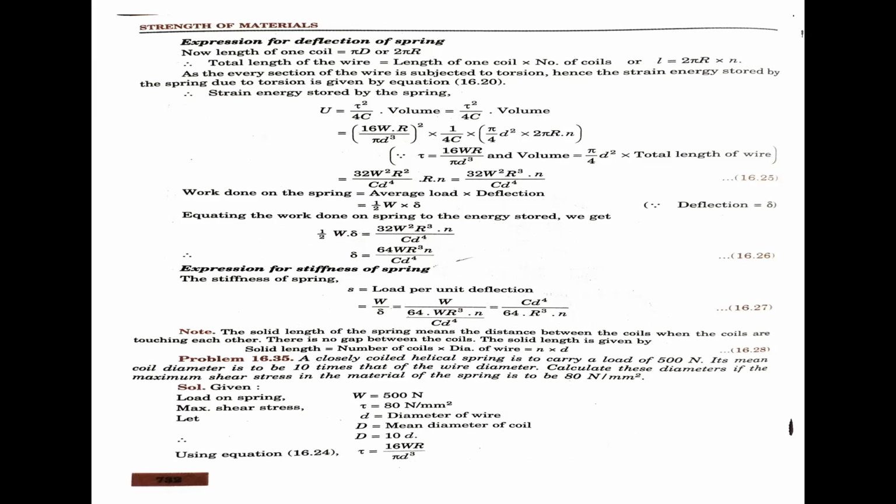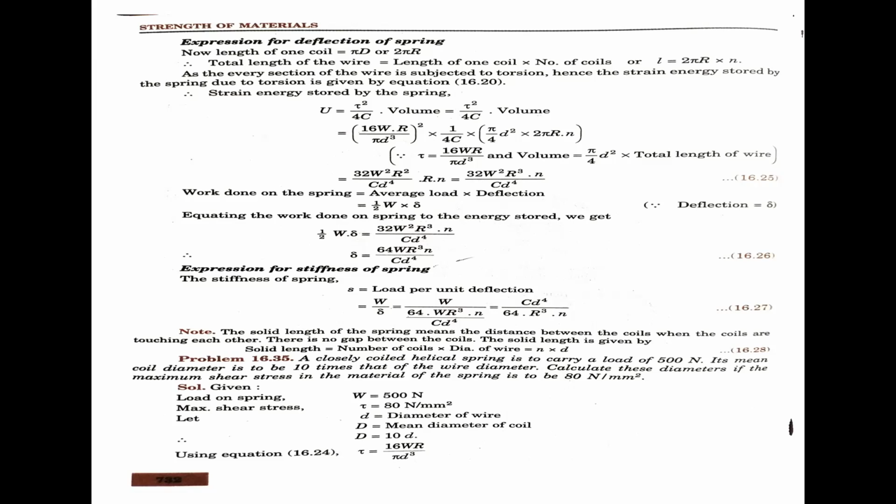Okay, now we have to calculate the strain energy stored for torsion. The strain energy stored by the spring, capital U, is equal to tau square by 4C into volume. This is the formula for calculating the strain energy stored by the spring.